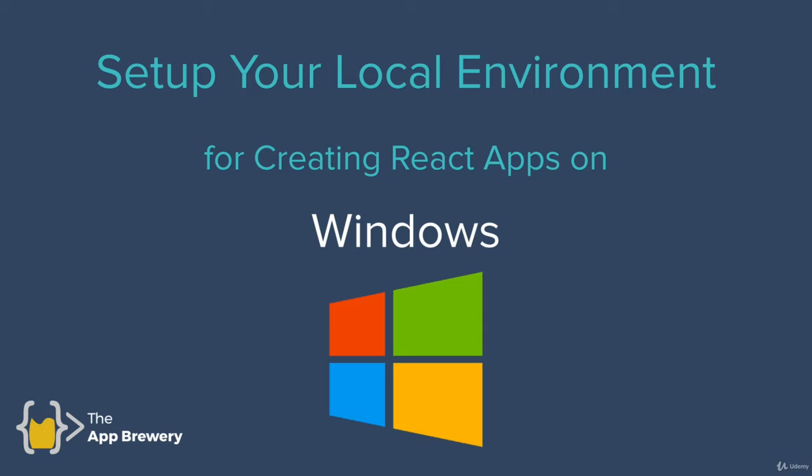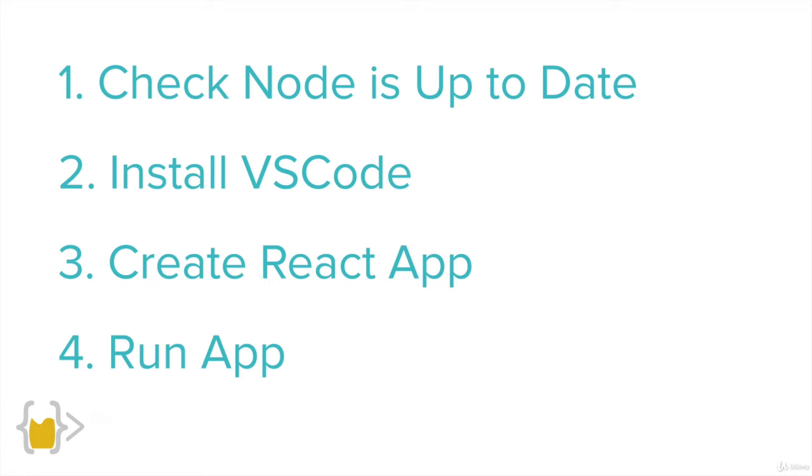Let's get started. There's only 4 steps that are required to start creating React apps on Windows. First, we've already got Node installed, and if you've gone through the Node modules recently, then your Node version is probably going to be pretty up to date. But just in case it's been a while since you've actually tackled the Node module of the course, then it might be worthwhile just checking that it's actually up to date.